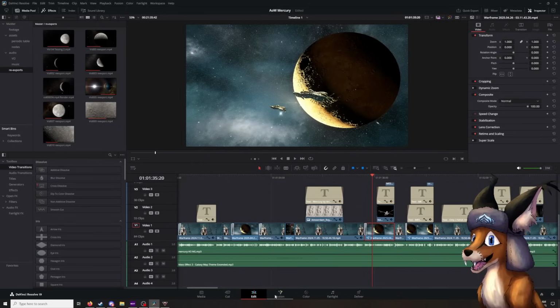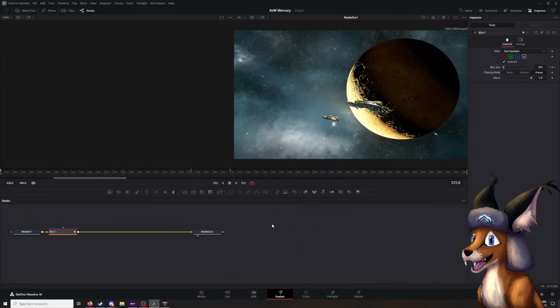Of the tabs down here, this one, Fusion, allows you to use video effects. This is just a very basic blur. You have the input and output nodes here, and then you can pop stuff in. So this is a menu of all the different stuff that you can do.